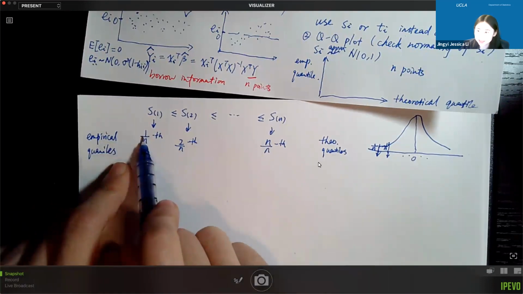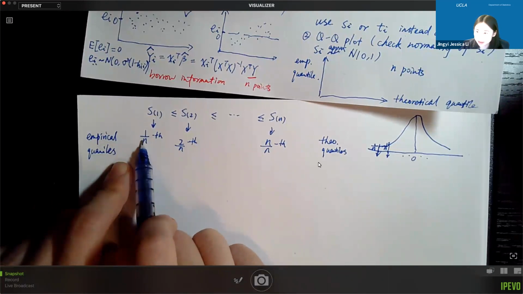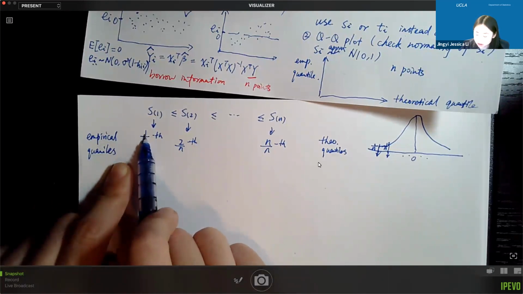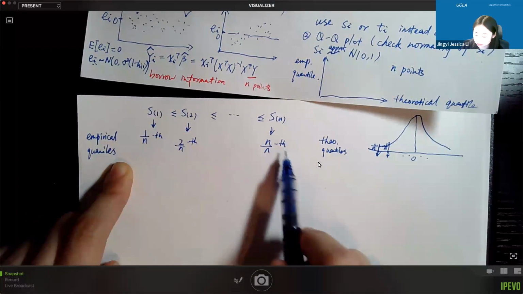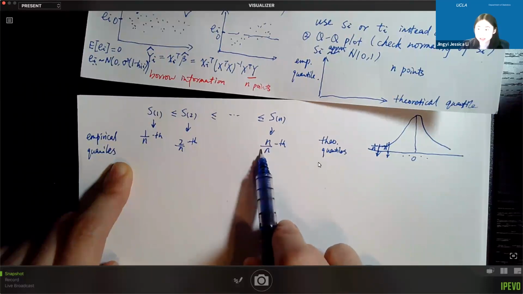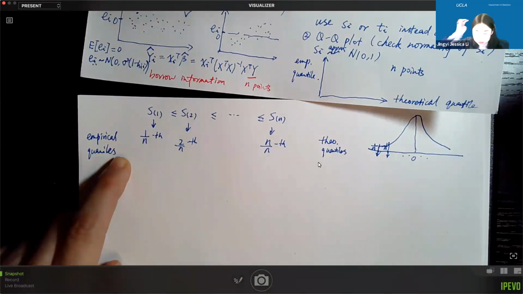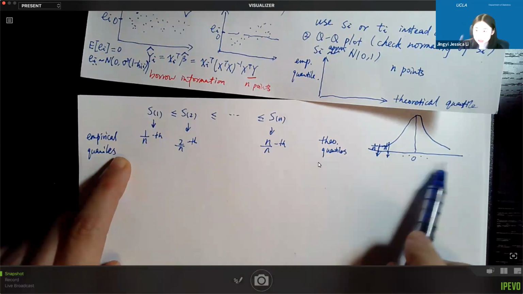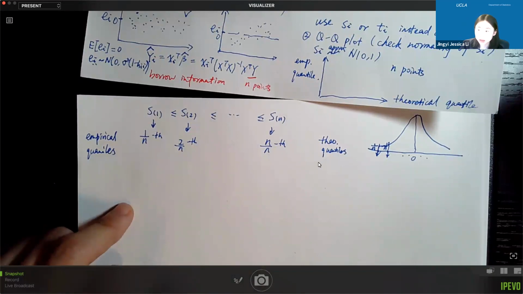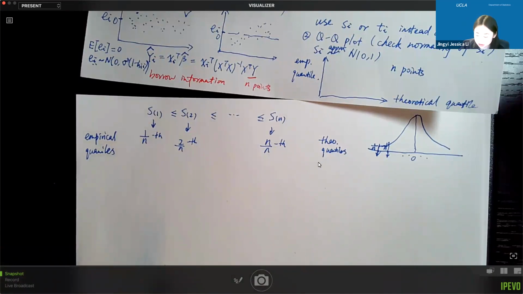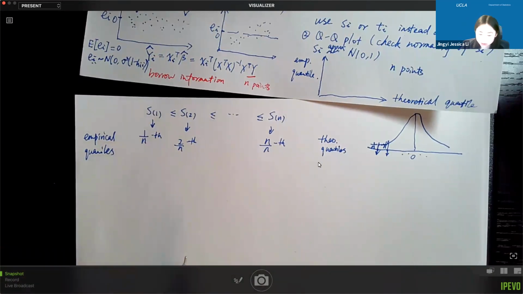For example, let me make it up. Maybe this is 0.5 over n, and this is probably n minus 0.5 over n, something like that. So you try to make it symmetric so that you can avoid that positive infinity or negative infinity issue in the theoretical quantile. Okay, so if you realize that, then we can think of what a pattern in the QQ plot indicates to us.